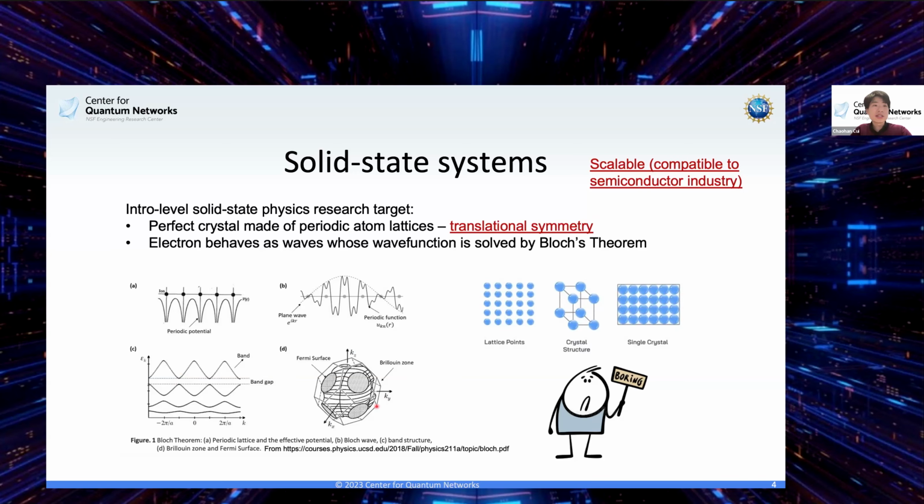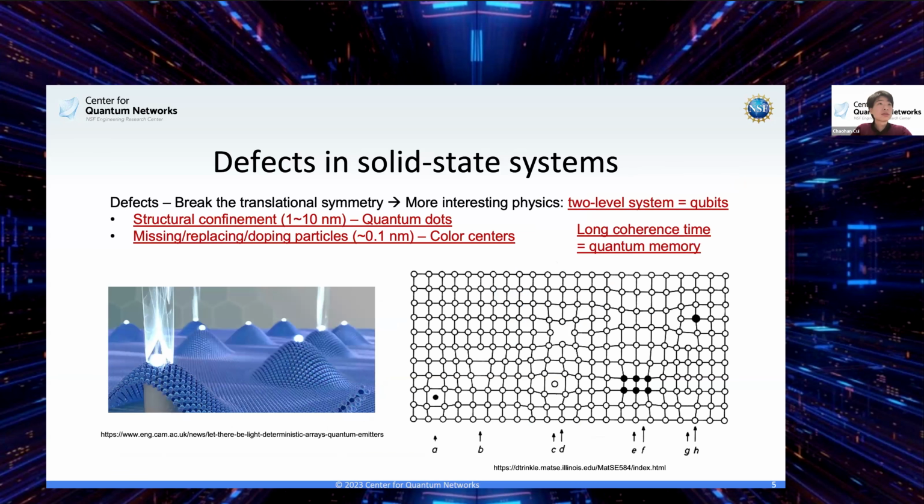But how can we make this system not boring, so that it has some interesting quantum structures? The answer is to induce defects. Adding defects in the solid-state system breaks the translational symmetry. That leads to more interesting physics, where the electrons are not just bouncing back and forth. They can be trapped into a local area to form two-level systems or multi-level systems, and the two-level system can be used as qubits.